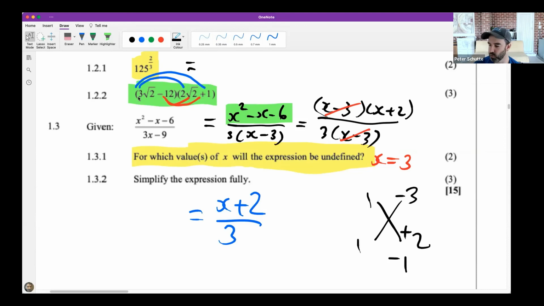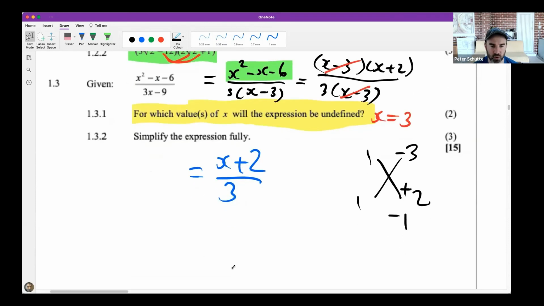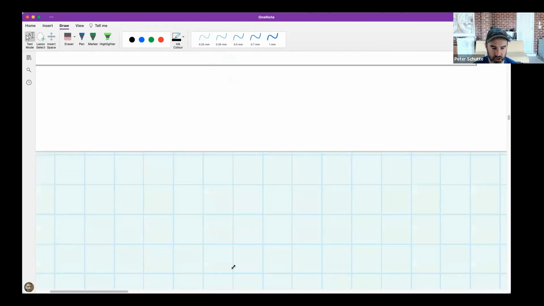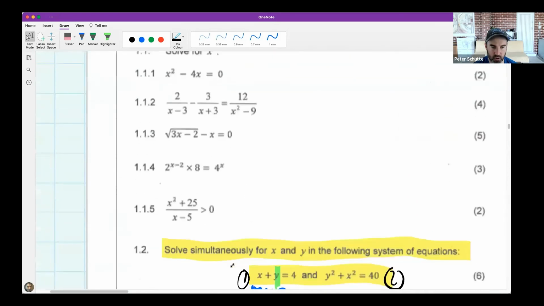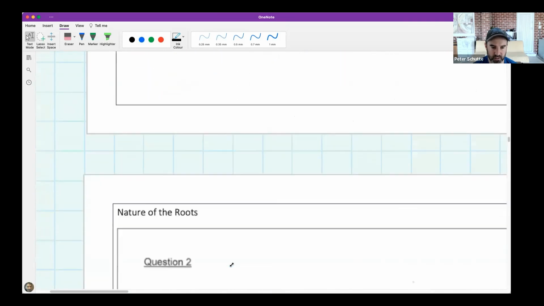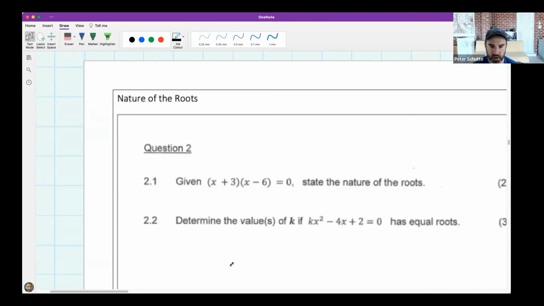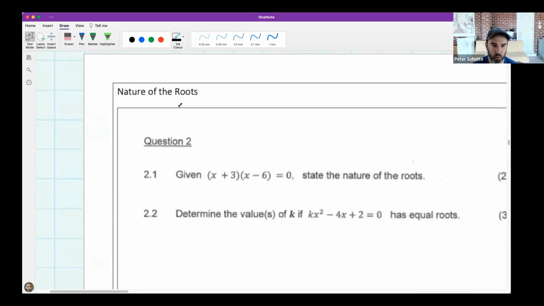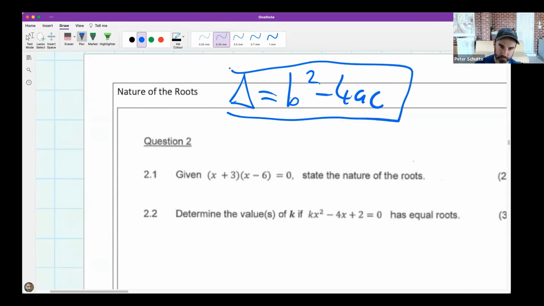Okay, guys, what I'm going to do is we're going to finish with one more question from something called the nature of the roots section. And there's more questions that you can practice later. However, when we are generally working with nature of the roots questions, we always need to find something called delta, which is b squared minus 4ac.